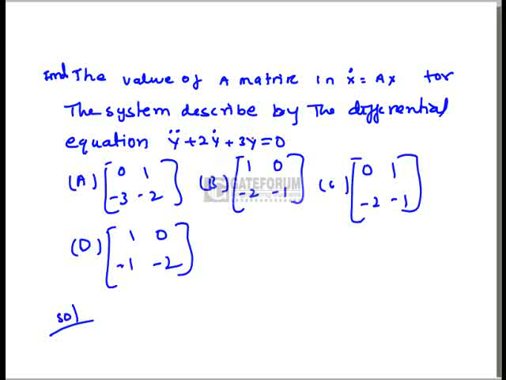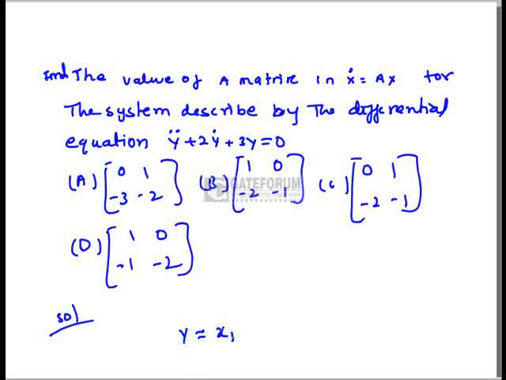So basically it's a control system problem. First of all we have to define what the matrix A is. A is the state matrix, so we have to find the matrix A with the help of the given differential equation. For convenience, I am taking y equal to x1.